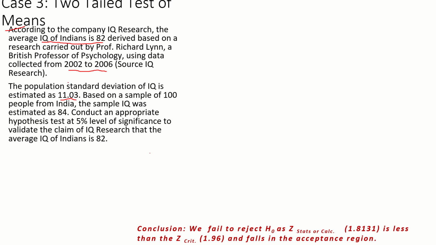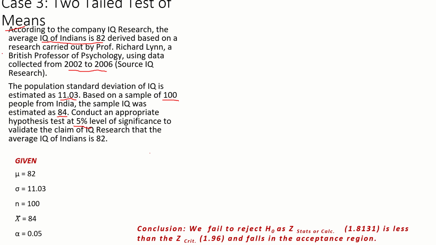This is the sigma that we can talk about. This is based on a sample of n equal to 100 people from India. The sample IQ was estimated as 84, so x bar is 84. Conduct an appropriate hypothesis test at 5% level of significance, that means 0.05, to validate the claim of IQ Research that the average IQ of an Indian is 82. So this is given.